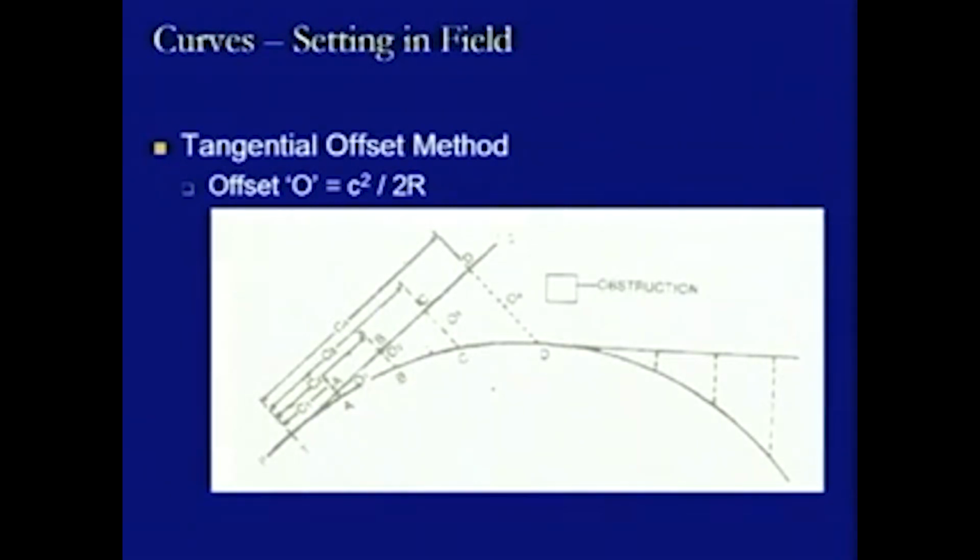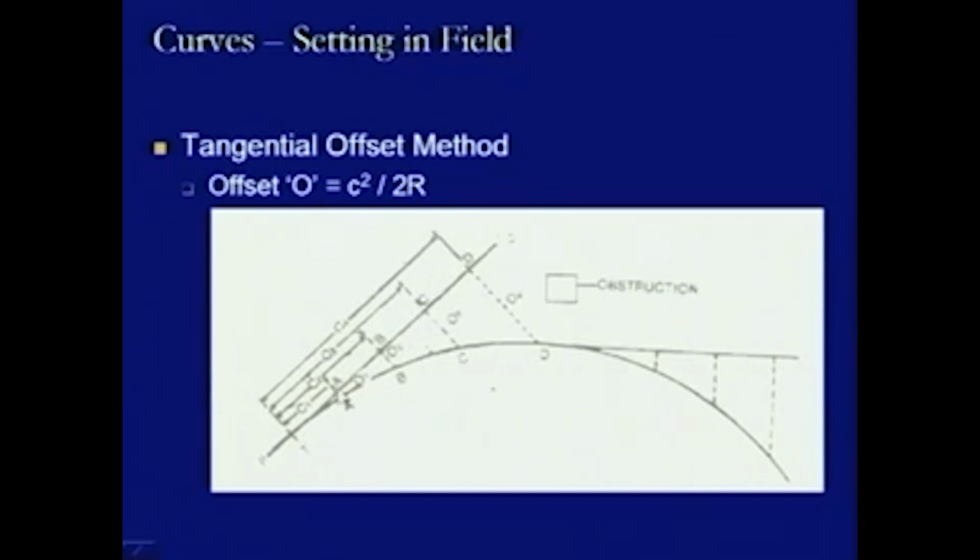In the case of tangential offset method, this is a circular curve, and we have a tangent here like this, as we have seen in the previous diagram too. What we do in this case is that we take a chord equal to C1, C2, C3 or C4, whatever distance we are taking as the length of the chord, that length of the chord is measured along the tangent. When we are having C1, we reach A. When we are having C2, we will be reaching B or C or D likewise.